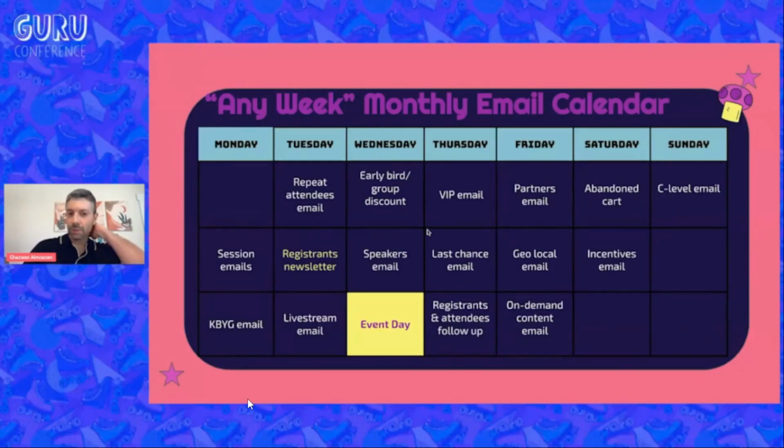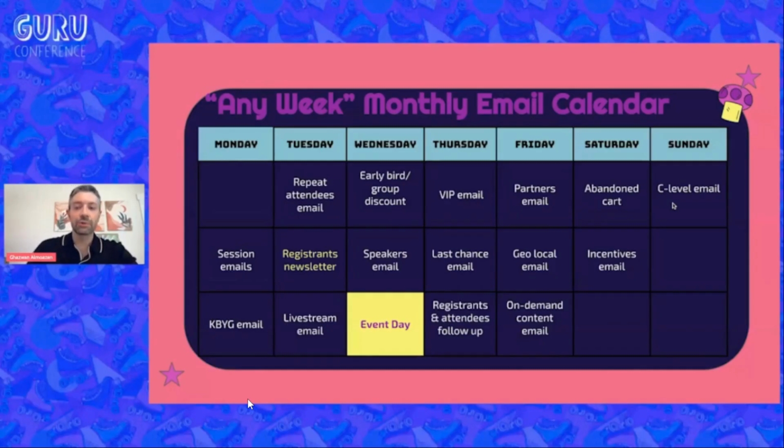For example, we would kick off the emails sent with the repeat attendees email, the early birds, the group discount, the VIP. Then we've noticed recently that C-level audiences are opening their emails more on Sundays, for example, Sunday afternoon.